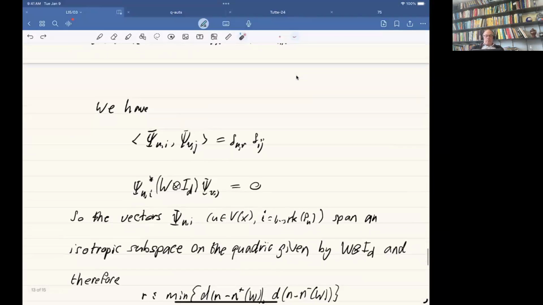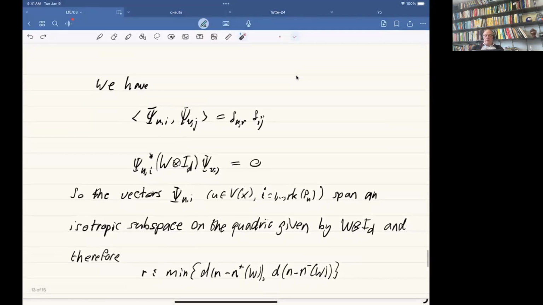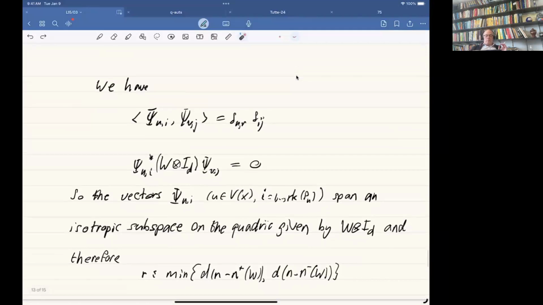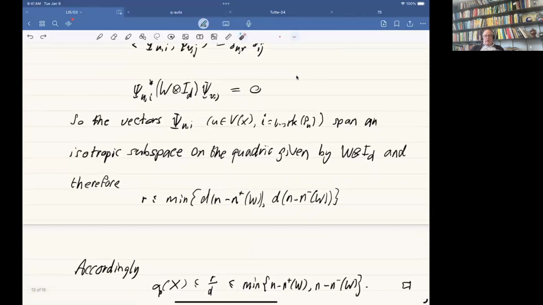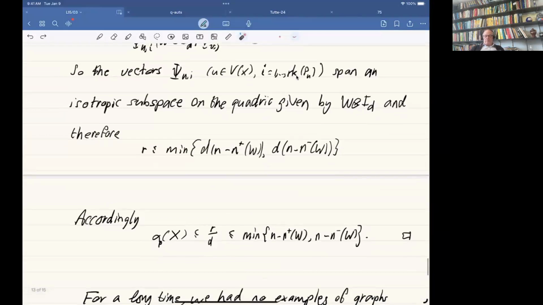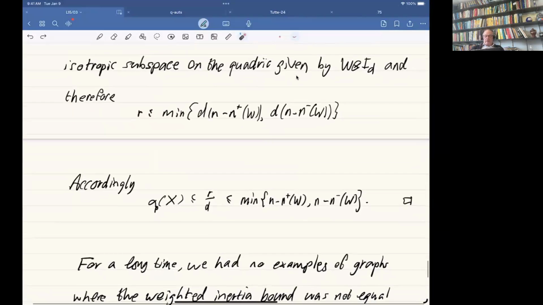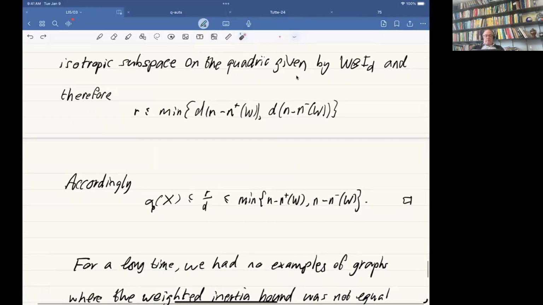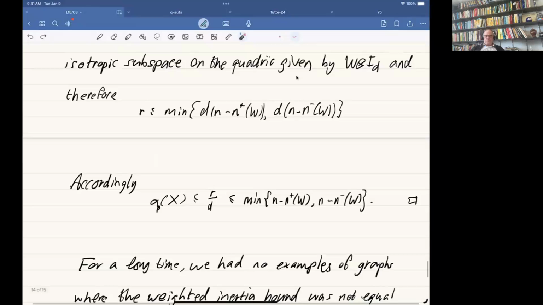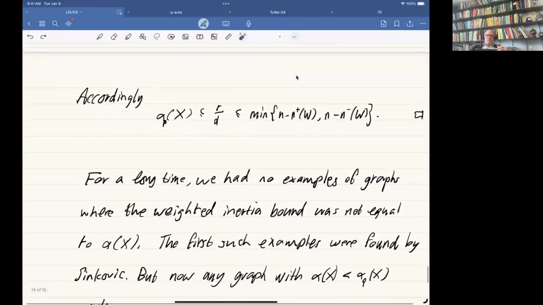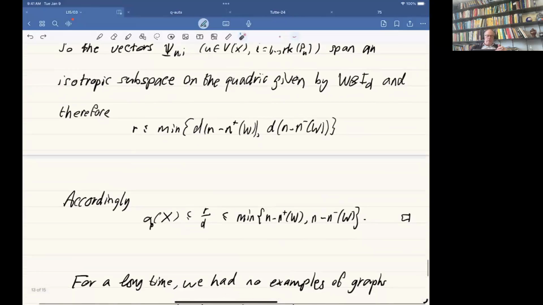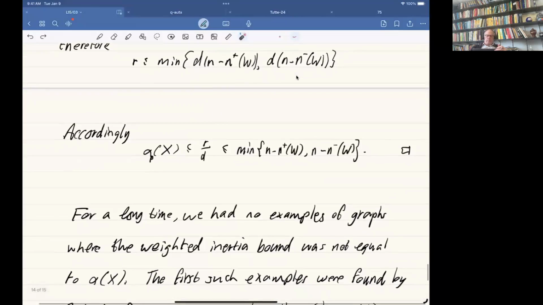And then the claim, which what I've got written here purports to prove, is that those vectors span an isotropic subspace. And that gives us a bound, and that reduces to the upper bound on the projective packing number.